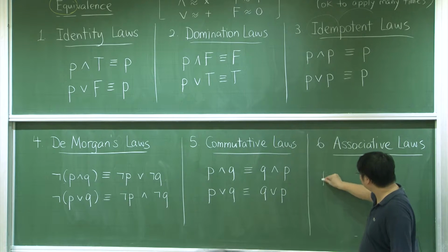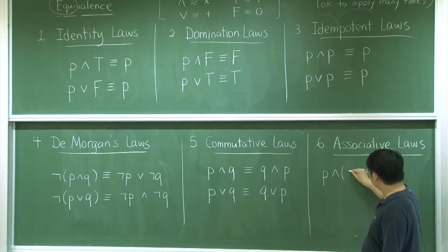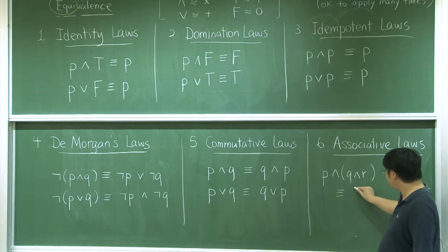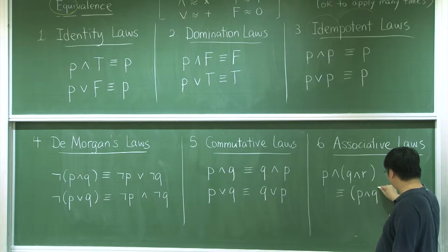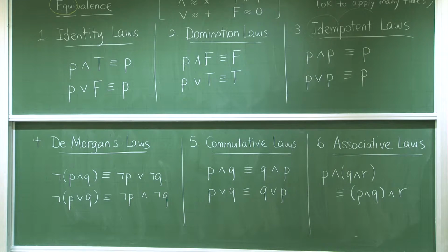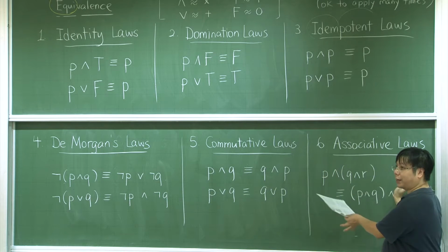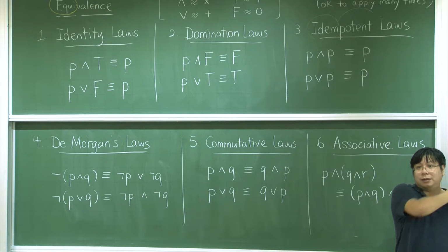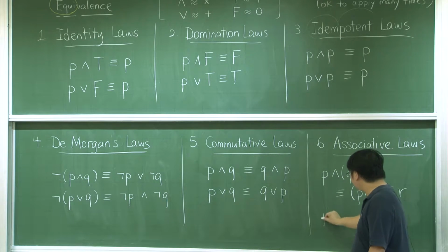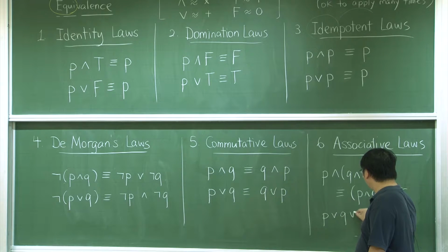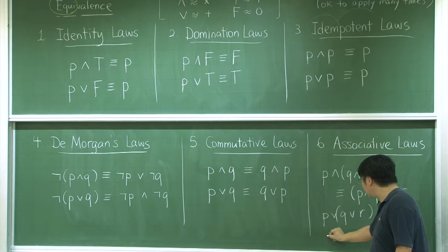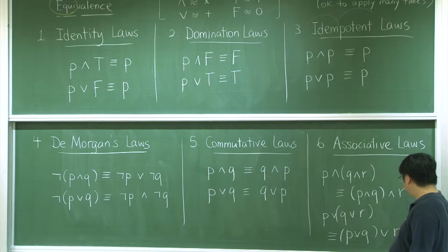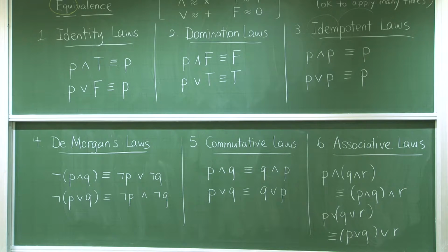So associative law, we have 3 things, P and Q and R. So this is equivalent to, you apply P and Q first, and then you apply R. Is that okay? So you can move the bracket, as long as they are all the same symbol, AND. You have a bunch of ANDs, you can do whichever AND first. And similarly, you have P or Q or R. This is the same as you first do P or Q, and then you do OR R. Okay? So this is associative law.